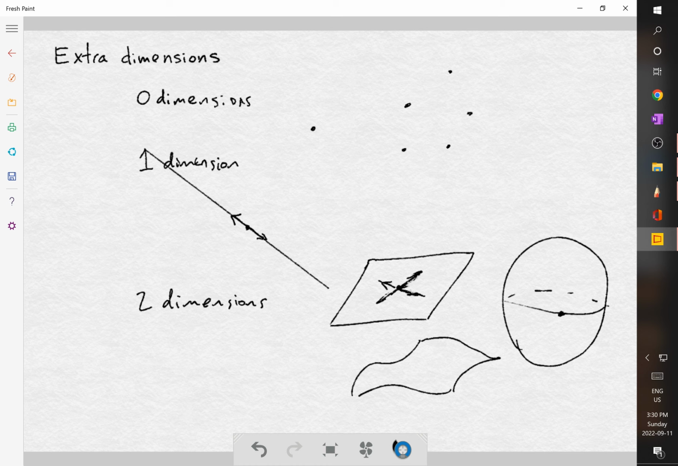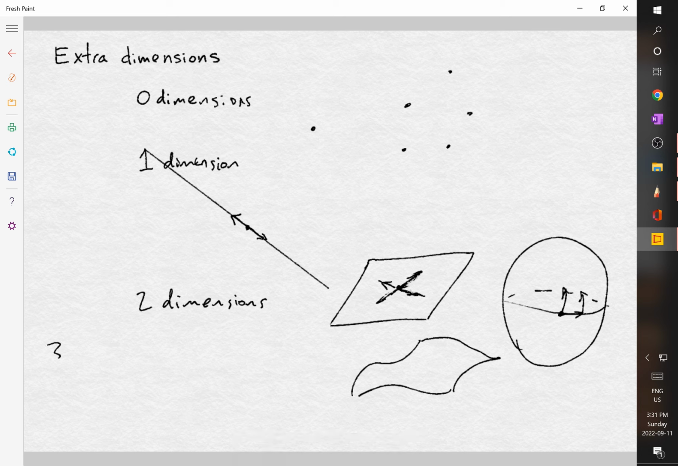I could travel along, say, lines of latitude on the Earth, and I could travel along lines of longitude on the Earth. And by moving in these 2 independent directions, I could get to any point on the Earth.